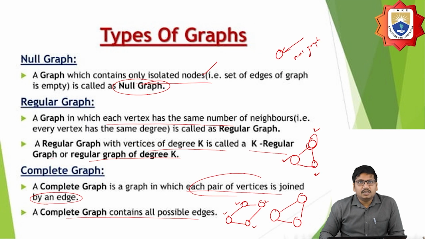And what is a null graph? So a null graph is one that has only isolated nodes. And a regular graph is the graph in which each vertex has the same number of neighbors. And a complete graph is the graph in which each pair of vertices is joined by an edge, and a complete graph contains all possible edges between the vertices.